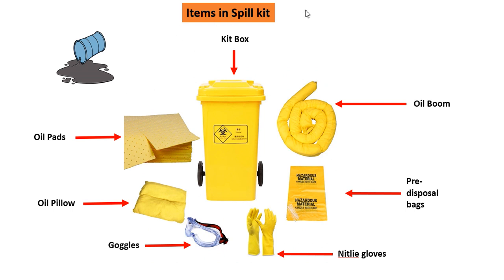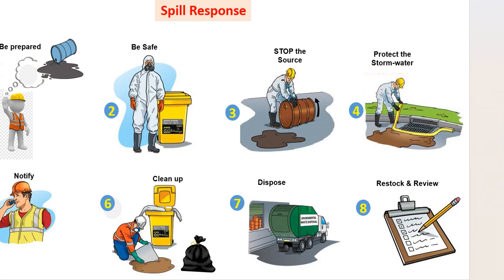These are the items in a spill kit which we will use if any spillage occurs. A spill kit is basically a box which contains different sorts of items which absorb the spill, like oil boom. We have disposal bags, gloves, goggles, oil flow, and oil pads.